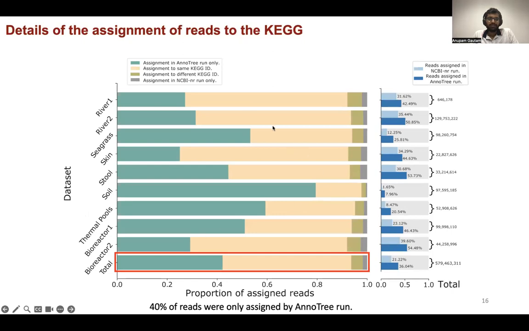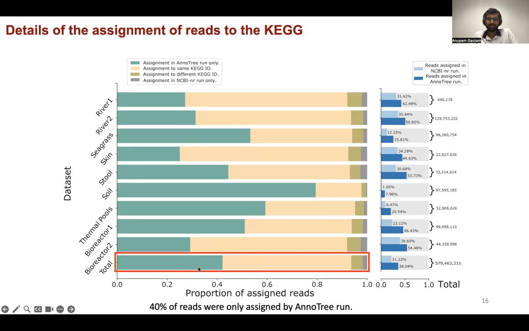And now over here, we show you the detailed assignment of reads to functional categories like KEGG. We see a very high increase over here: around 40% of the reads were assigned only in the AnnoTree run to the KEGG categories. Also, the proportion of reads which have a similar functional category assigned to them is quite a bit higher, again around 50%.